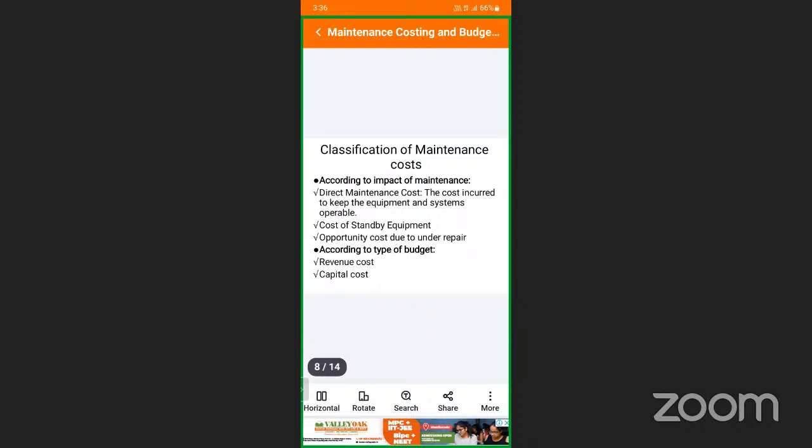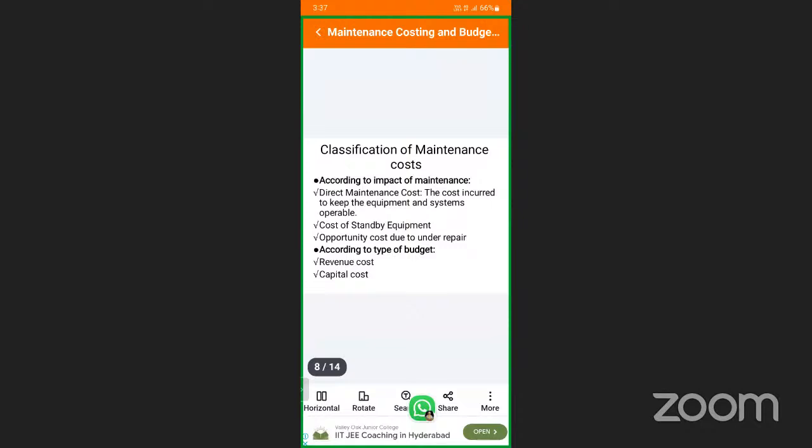Then one more last classification is based on the type of budget. There are some costs which are included in the revenue item. So revenue and capital, how can we differentiate? How can we differentiate the revenue and capital items? Capital items are something which are for more than 1 year. Revenue items are pertaining to a particular year.